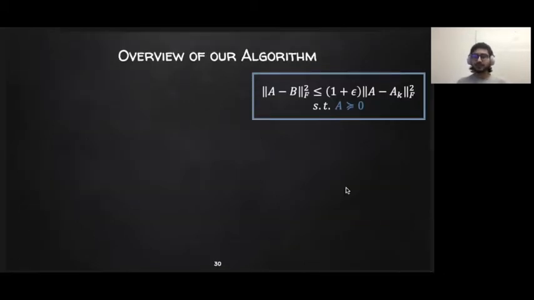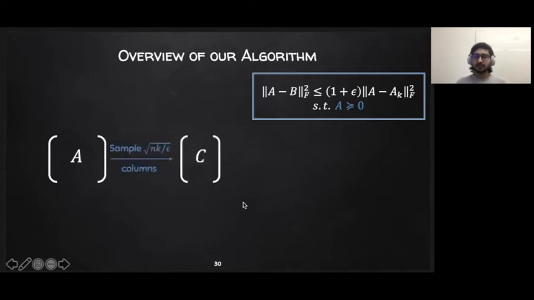Okay, from a linear algebra perspective, our algorithm proceeds as follows. We start off with an n by n PSD matrix A and sample square root nk over epsilon columns of A to obtain a matrix C. The matrix C has the property that the subspace spanned by its columns is close to the subspace spanned by the columns of A. We then sample square root nk over epsilon rows of C to obtain a matrix R such that the row span of R satisfies the same property as before. That is, it is close to the row span of C.